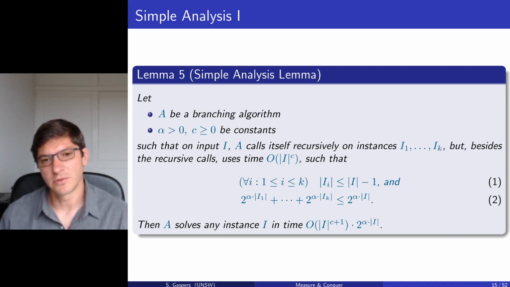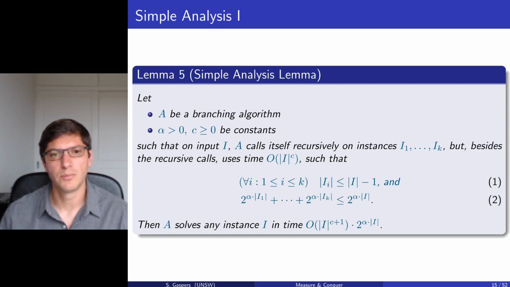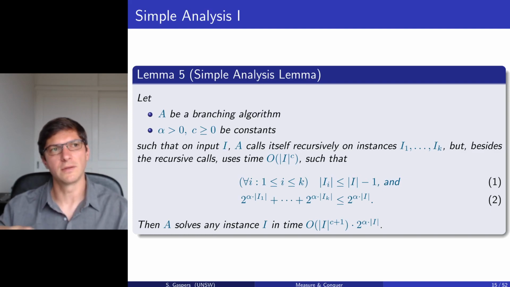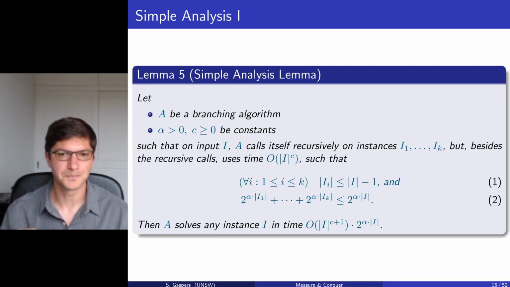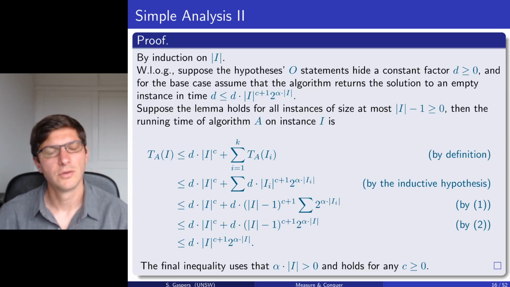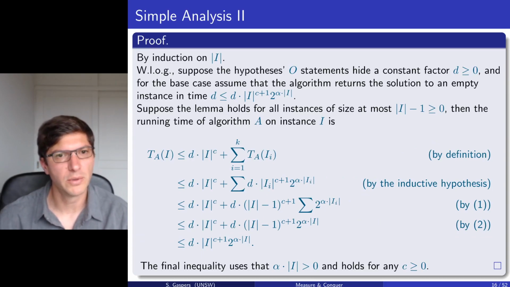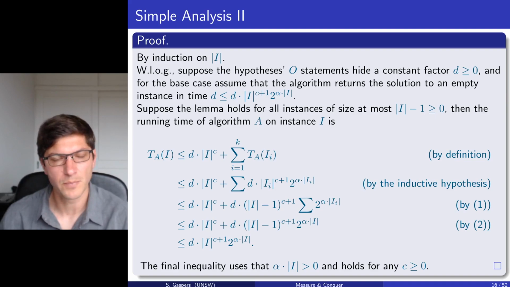So if these two sets of constraints hold for each branching that the algorithm does, then the algorithm solves any instance I in time order size of I to the power c plus 1. So that's the work it does at the nodes of the search tree, and then there's another linear factor to upper bound the height of the search tree, times 2 to the power alpha times the size of I. Okay, let's try and quickly prove the simple analysis lemma. We use induction on the size of I.